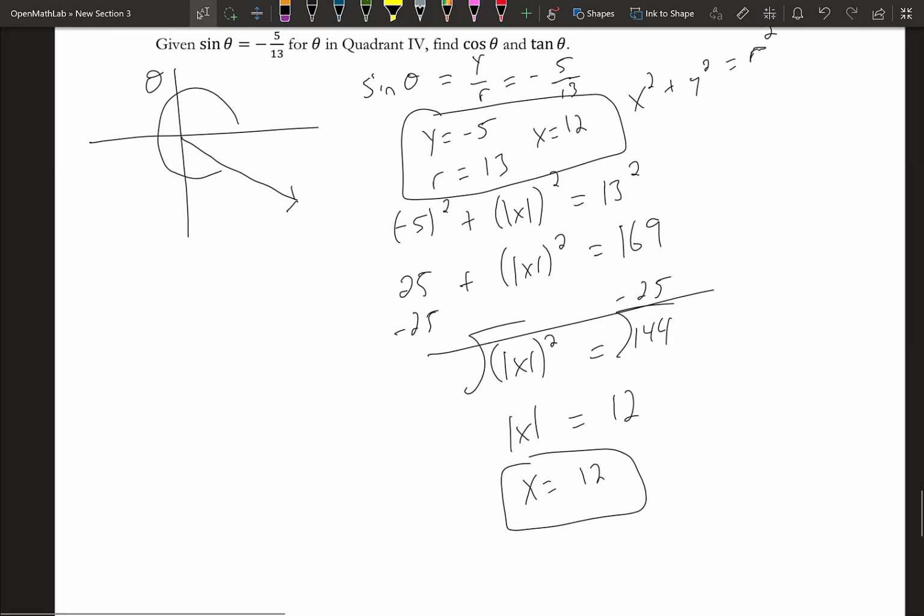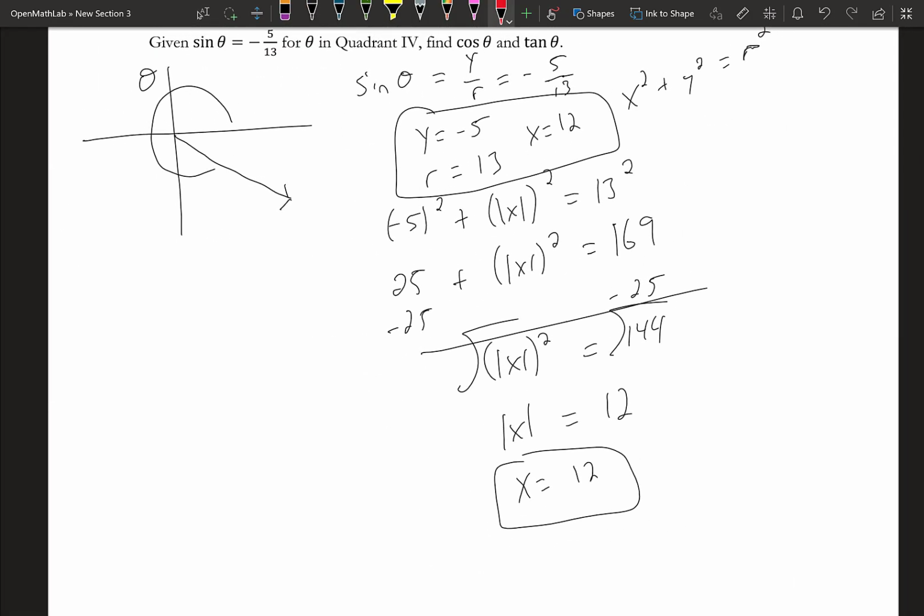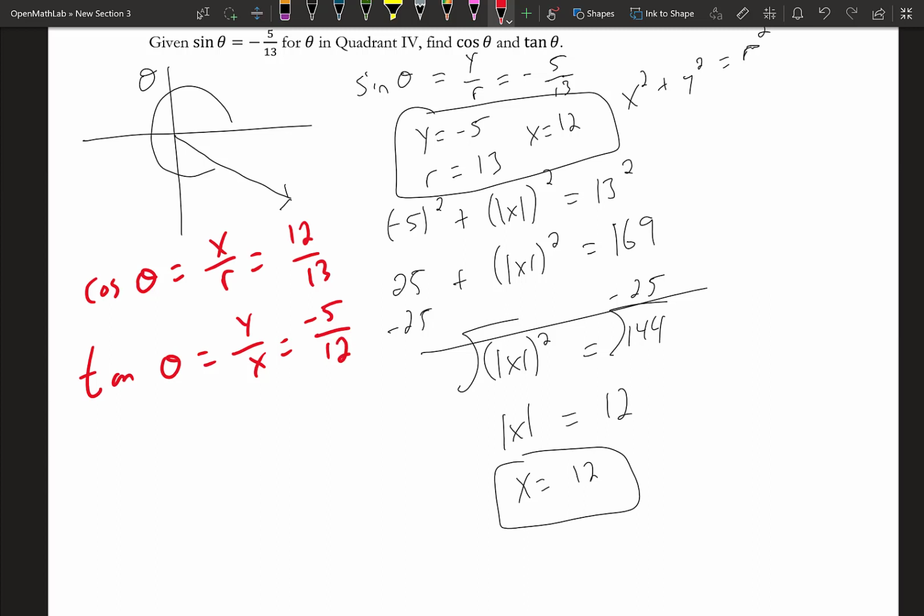So we're asked to find cosine and tangent, so we can just figure these out pretty quick, right? Cosine of theta is equal to x over r, which would be 12 over 13, right? And tangent of theta is equal to y over x, which is y is negative 5 and x is 12, so we get negative 5/12, right?